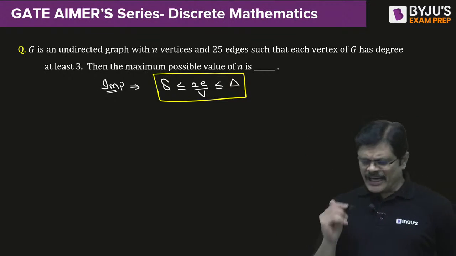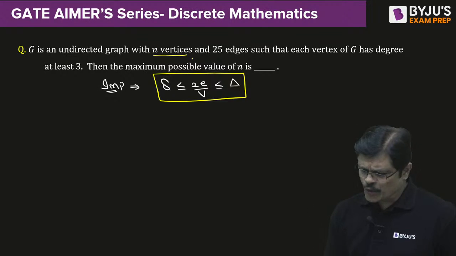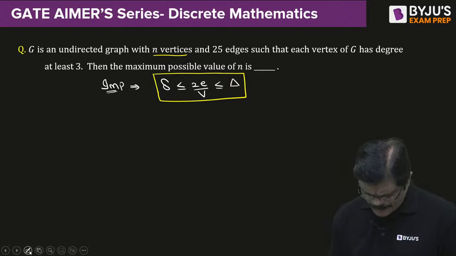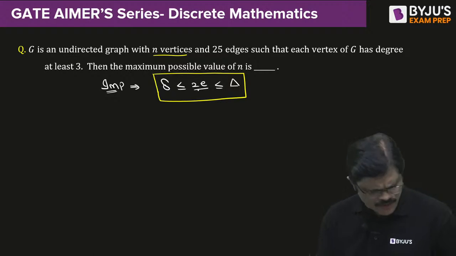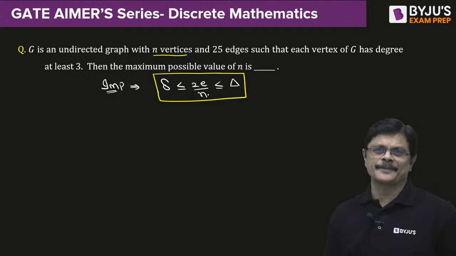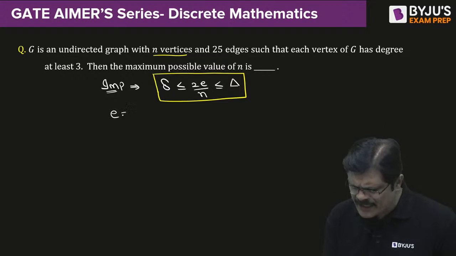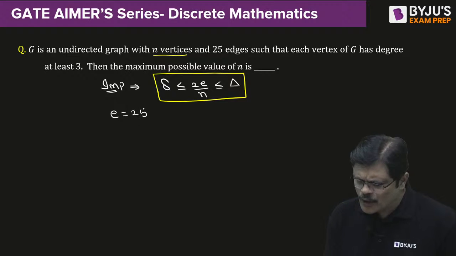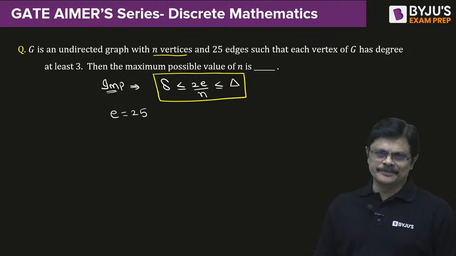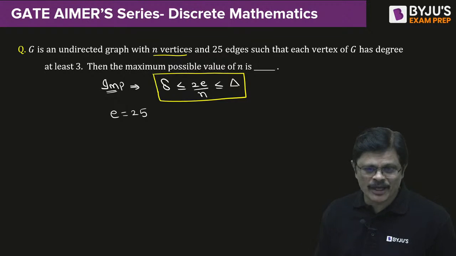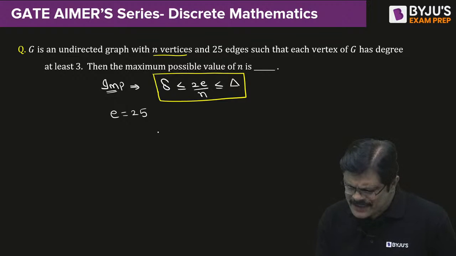Here in this particular graph, the number of vertices is not known. We know this fellow is calling it n, the number of vertices in this problem. So here, how many edges are there in this particular graph, sir? 25 edges are there. Very good. That is the maximum possible number of vertices. Very good, Lalit.